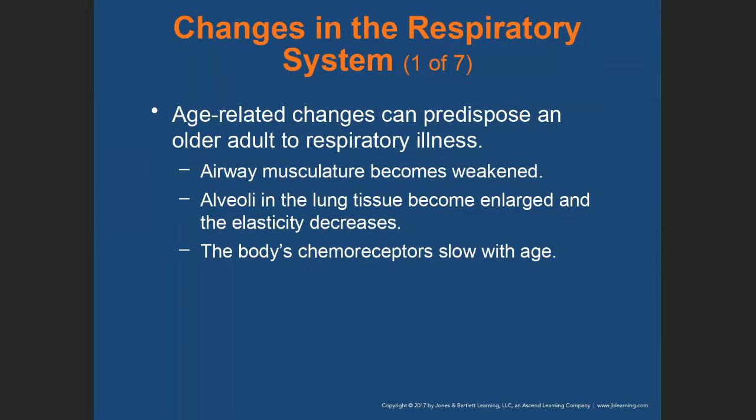So let's look at the respiratory system now. Changes in the respiratory system. Age-related changes can predispose an older adult to respiratory illness. The airway muscles become very weak over time as we age. The alveoli in the lung tissue become enlarged and lose their elasticity, and the elasticity is important to the exchange of oxygen and carbon dioxide. So that's not good. The body's chemoreceptors slow with age, so they don't respond as quickly as they normally do.